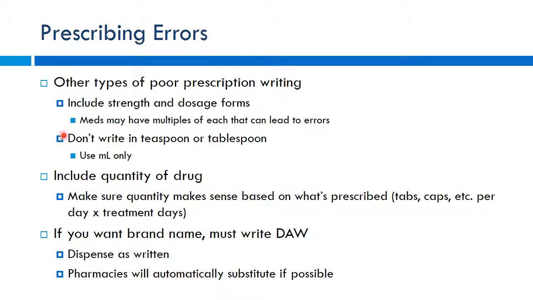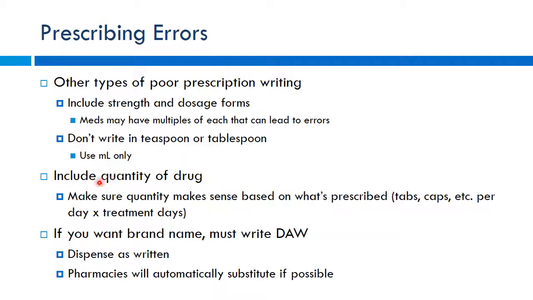Other things: failing to include the strength and the dosage form. You can have multiples of each, which can lead to errors if we accidentally misfill one versus the other. So be clear about that. And then don't write in teaspoons or tablespoons. In general, we're moving away from that, and a lot of drug packaging is getting away from this. Just write in mLs, and we'll give them dosing syringes so they can actually dose the right amount instead of having to guesstimate if their spoon is holding 5 mLs or not.